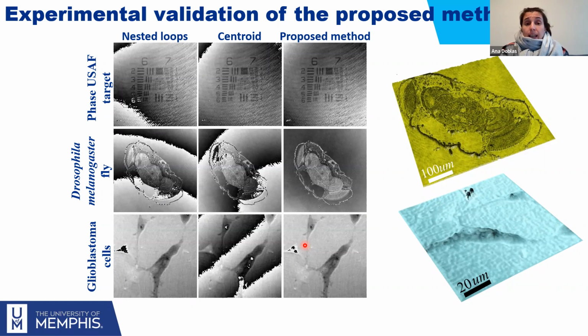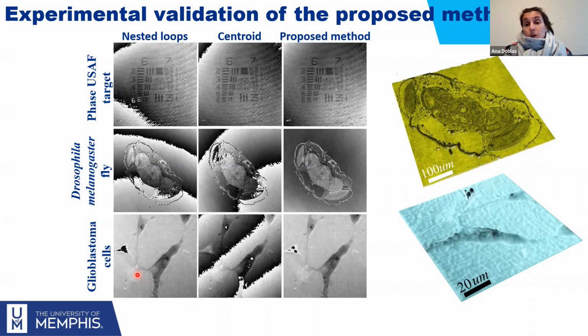It's different for every sample. For example, for the USAF target, the centroid is not doing really bad, but if you can see here for the glioblastoma, it's failing. Well, the nested loop is doing a pretty good job with the glioblastoma cells. So for every sample, it kind of depends how the algorithms are performing, but our proposed method overall gives us a more stable and robust performance across different types of samples.